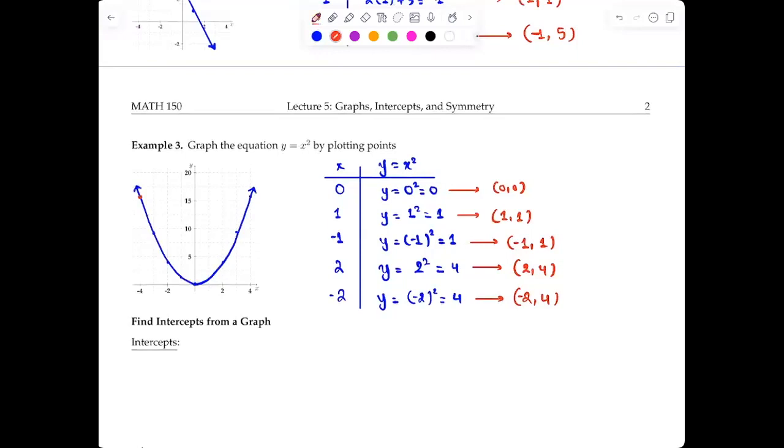And this is the point that we chose. Good. Questions? Can be any number.